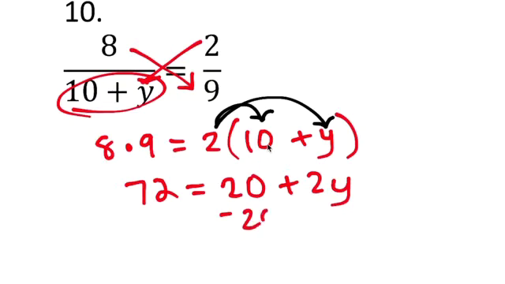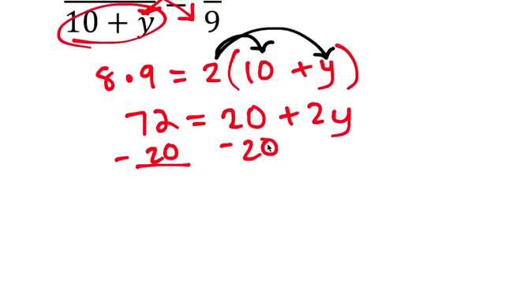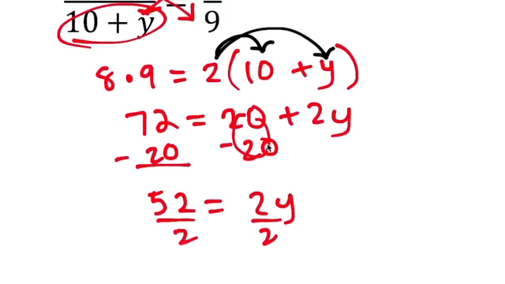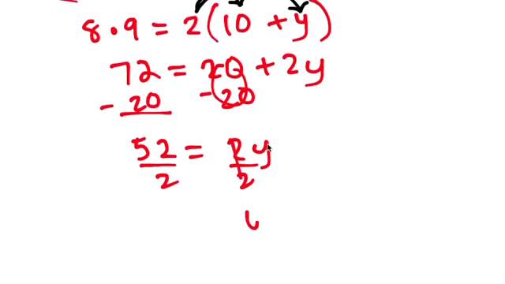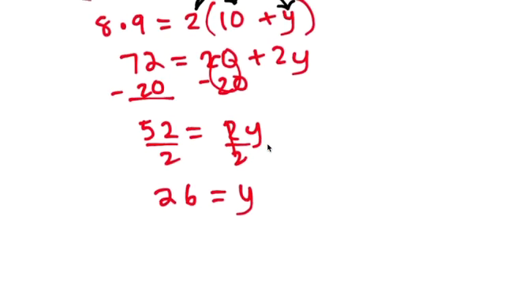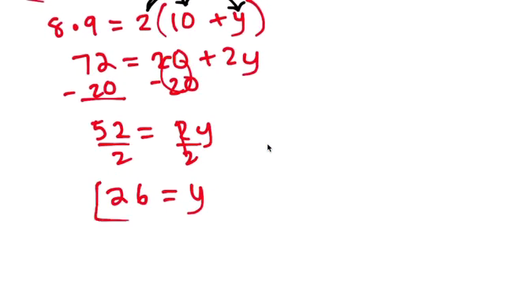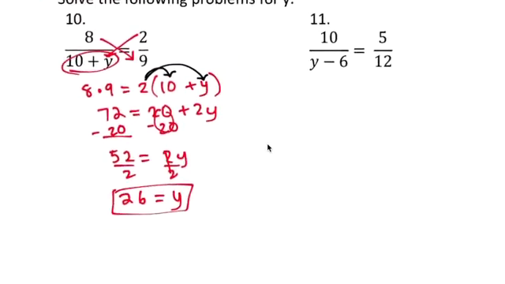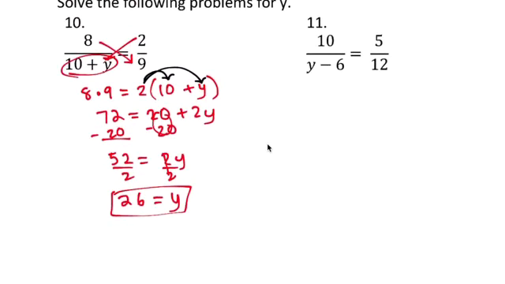You minus 20, minus 20. This is 52 equals 2y. Divide both sides by 2, y equals... Well, 2 into 5 is 2 times with a remainder of 1, and then that's 12, that's 6. Or half of 52 is 26. So y is 26. Okay.